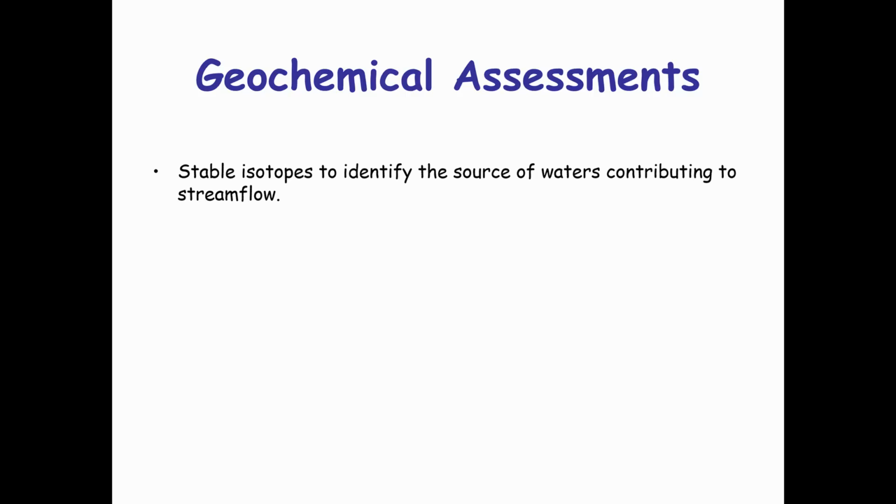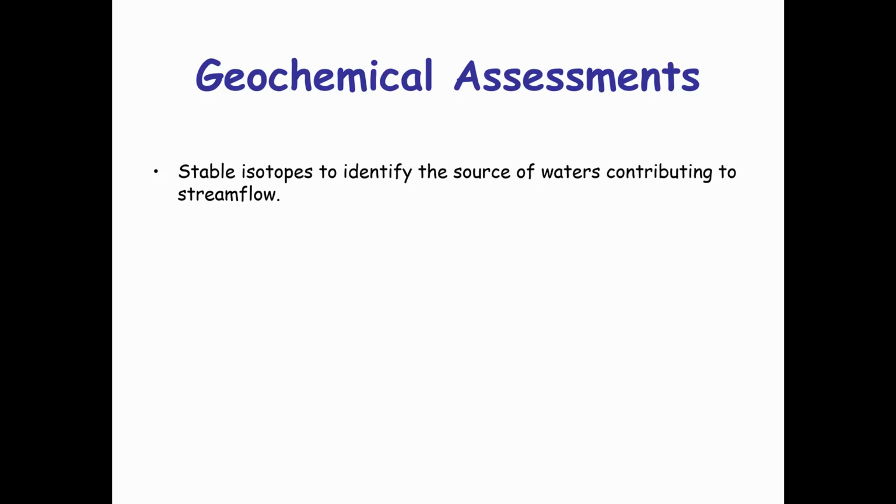We'll be discussing this in class later in the semester, where we can use different types of chemistries in stream water or in lake water or groundwater, soil water, and so forth to identify the source of waters contributing to stream flow as an example. So, if we have an impairment in the stream, it would be of interest to know where the impairment is coming from. So to be able to quantify what the source of the water is important.